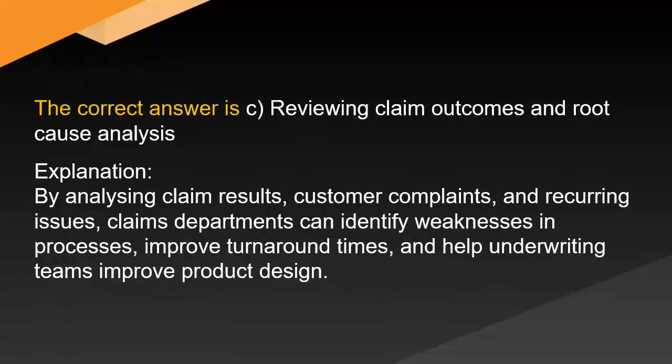The correct answer is C. Reviewing claim outcomes and root cause analysis. Explanation. By analyzing claim results, customer complaints, and recurring issues, claims departments can identify weaknesses in processes, improve turnaround times, and help underwriting teams improve product design.